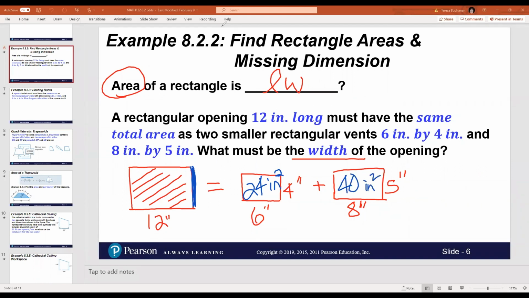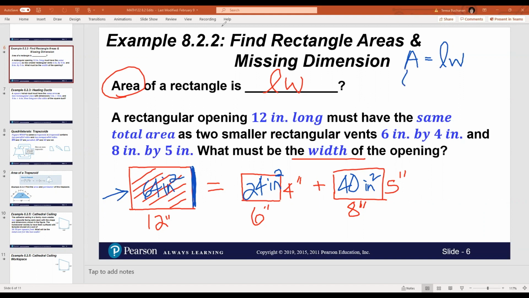So what that says then is that the total area here has to equal that total. So it has to be 64 square inches, 24 and 40. The question is, how do I back out of knowing the area and knowing one of the dimensions, and how do I find the other dimensions?